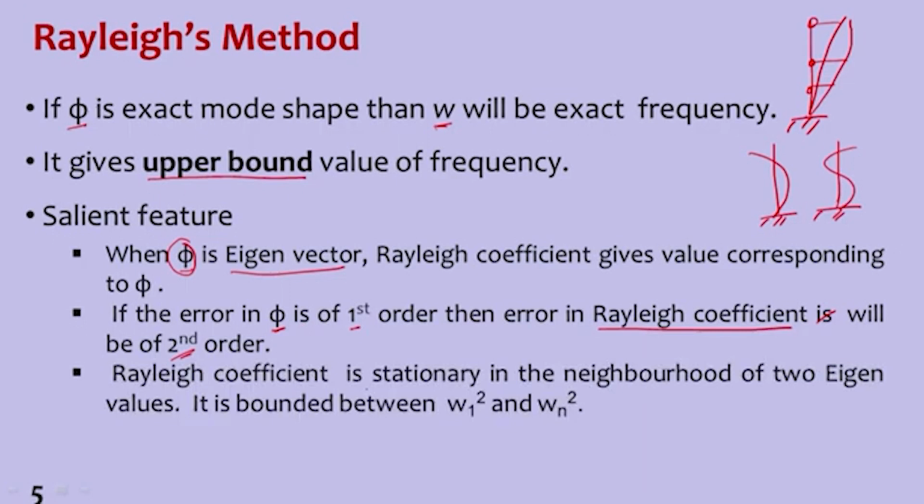Rayleigh's coefficient is stationary in the neighborhood of the eigenvalues. It is bounded between omega 1 square and omega n square. Whatever mode shape we assume, we will get a value in between. The next method is Dunkerley's method. Dunkerley's method is a lower bound method, whereas Rayleigh's method is the upper bound method. So, let us discuss the second method, Dunkerley's method, for finding approximate natural frequency.